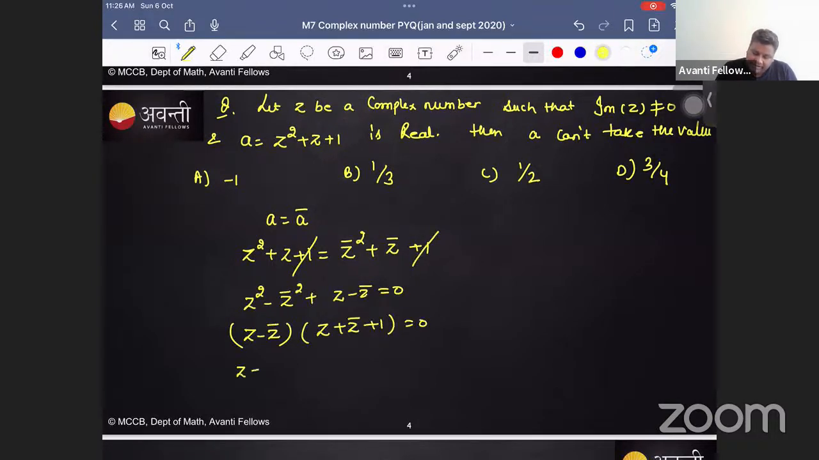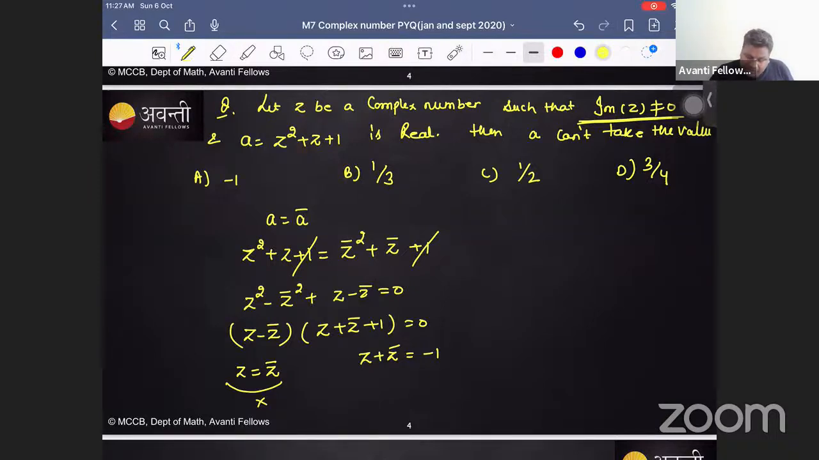Now one case is Z equals Z bar. Got it? So if Z equals Z bar, that means Z is a purely real complex number, meaning its imaginary part is 0. But in the question they are saying that the imaginary part of Z is not 0. So that means this situation cannot occur. So Z plus Z bar is equal to -1. Am I correct? So Z plus Z bar is equal to minus 1.